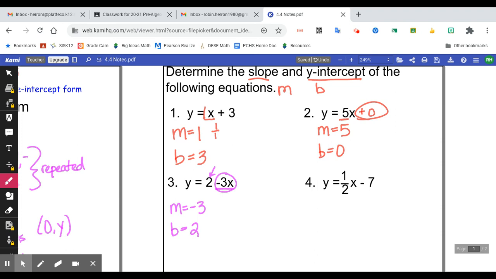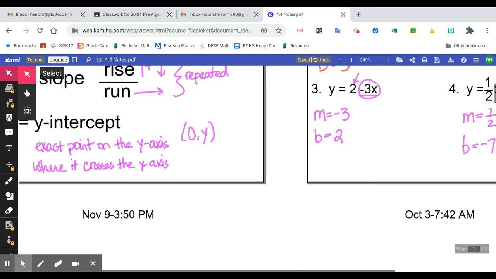Okay, the last one's pretty normal. M comes first, so 1/2. And my B is -7. Okay, so just a refresher, be looking for those special cases, take your time, make sure that you're doing what you need to do with M and B, okay?